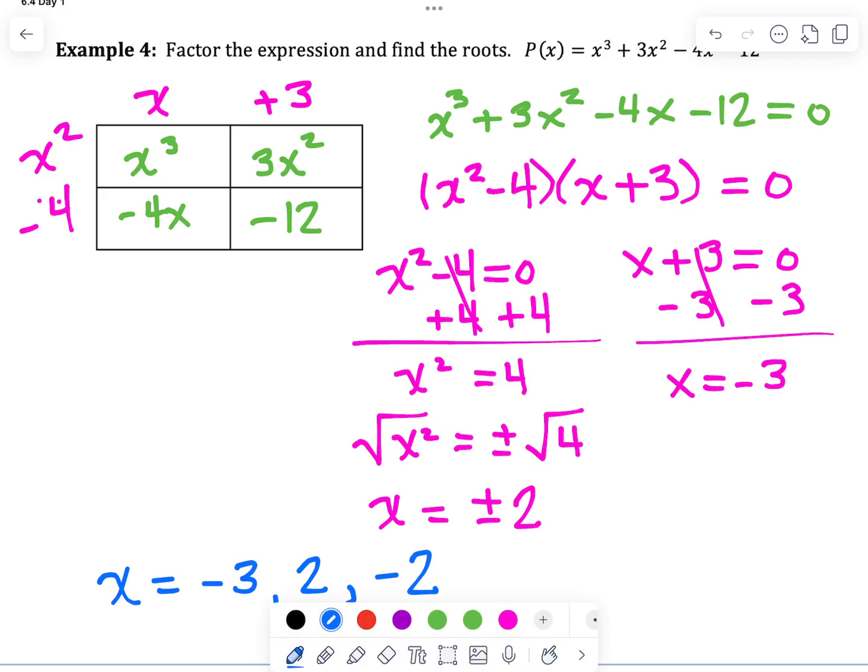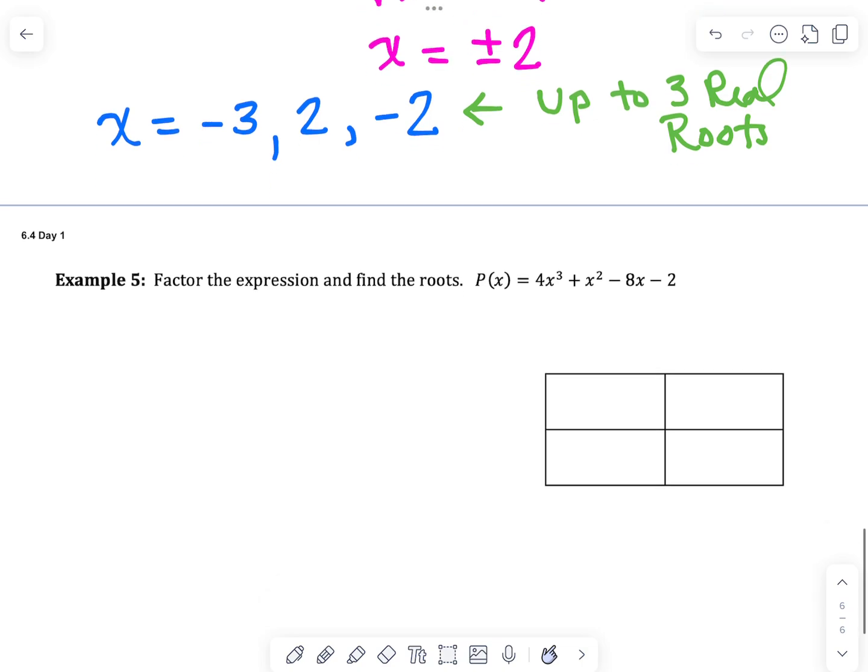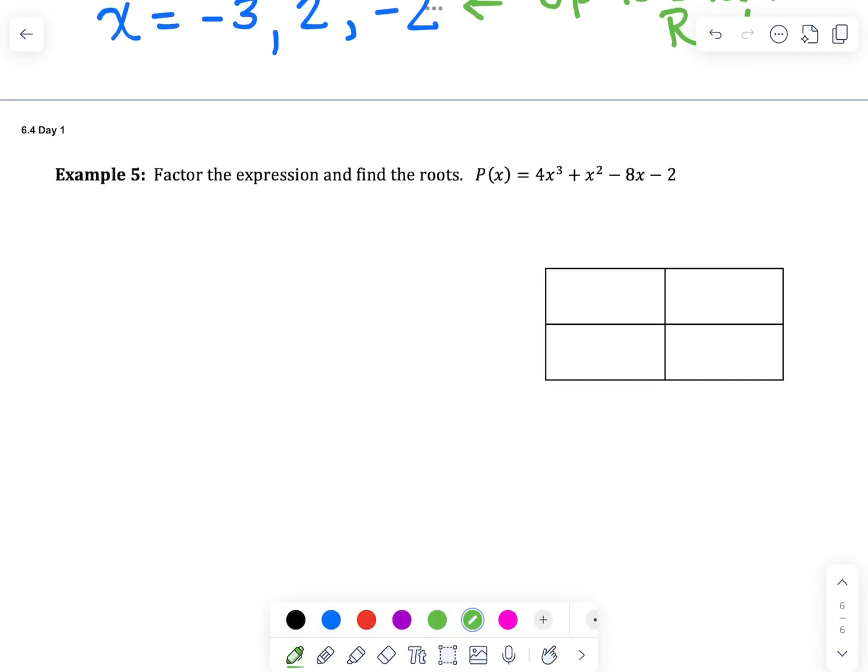Notice that the degree of this polynomial was 3. So we can have up to 3 real roots. If the degree was 4, we could have up to 4 real roots. If the degree was 5, up to 5 real roots, whatever that degree is. Here's another example. We again want to factor and find the roots. So the degree is 3, so we have up to 3 real roots.